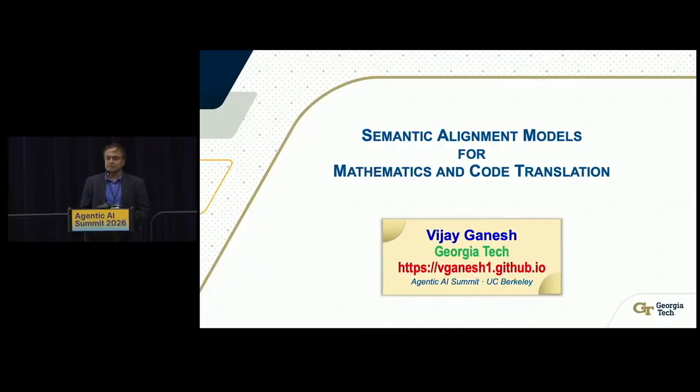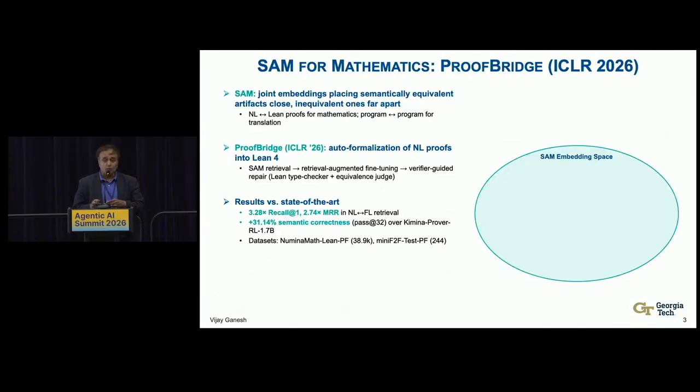I'm a professor in computer science at Georgia Tech, and I broadly work in the area of formal methods and neurosymbolic AI for mathematics, physics, and code. The problem I'm focused on is a little bit different from the problems that the previous two speakers talked about. It is called auto-formalization. What does that mean? Auto-formalization means you want to translate natural language math into formal language math, okay?